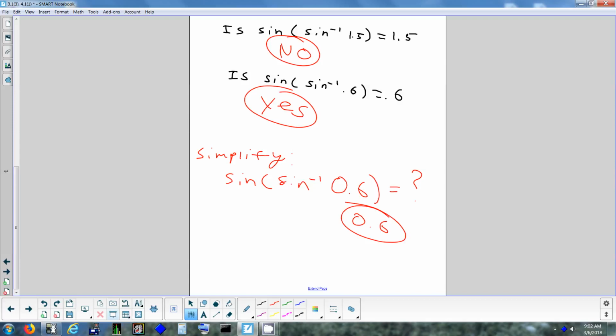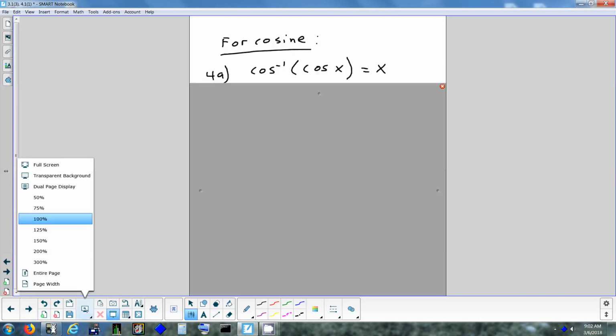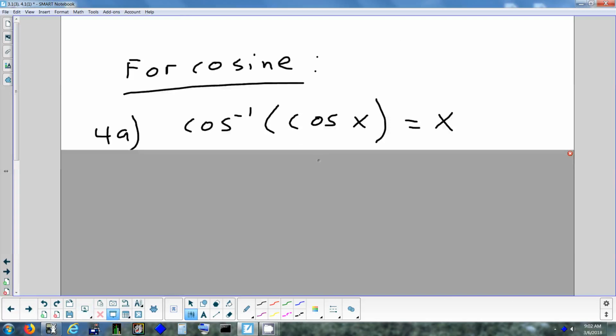Okay. So any questions on inverse sine? The inverse sine and sine formulas. Okay, so let's look at same idea, except now for cosine. Okay, your book calls these two formulas 4a and 4b.